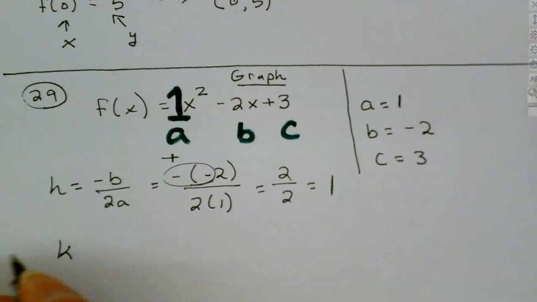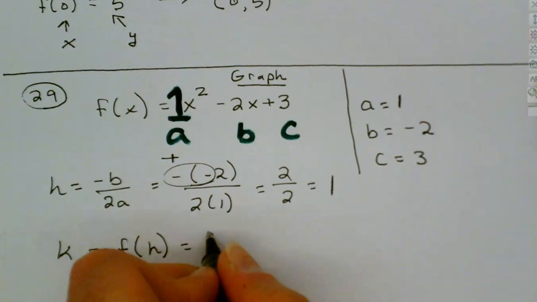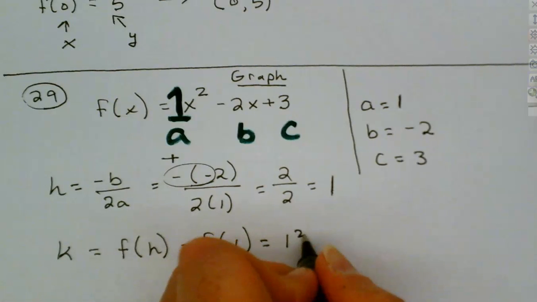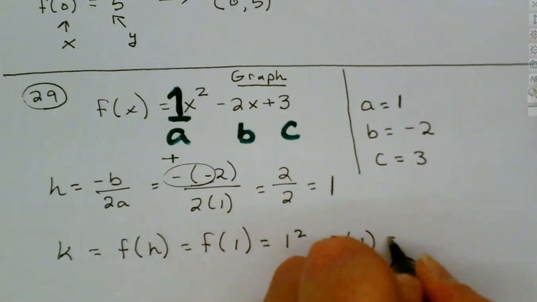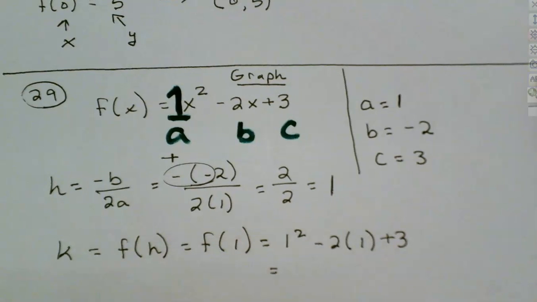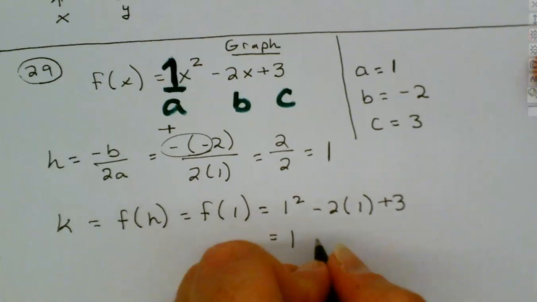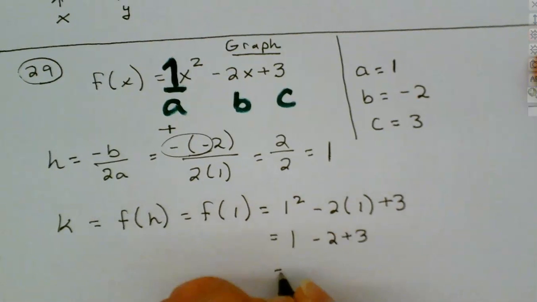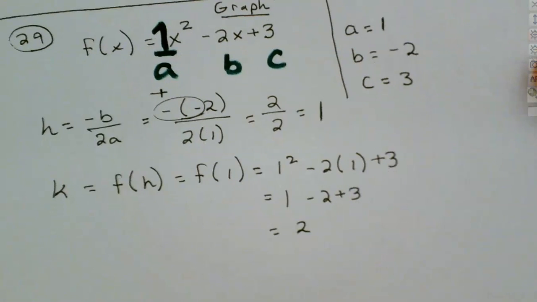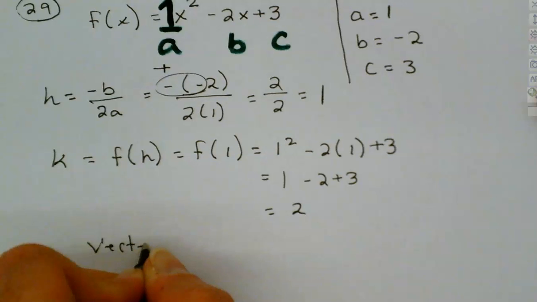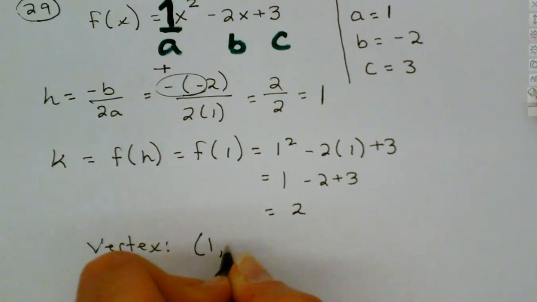Now we need to find our k. And how do we find our k? Our k is f of h, which in this case is f of 1. And we just simply plug it in. Okay, 1 squared is 1, minus 2 plus 3. That makes my vertex now, the k part, come out to be a 2. So what's my vertex? Yep, 1, 2.